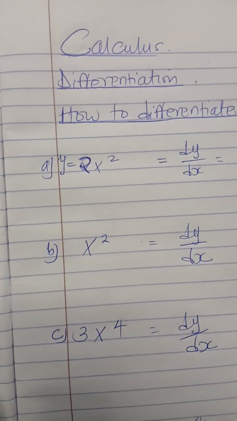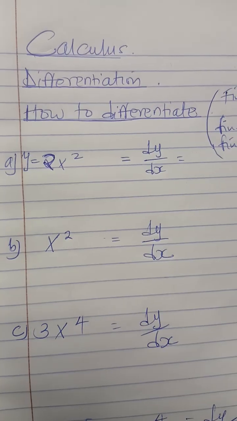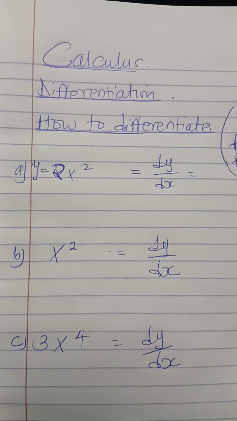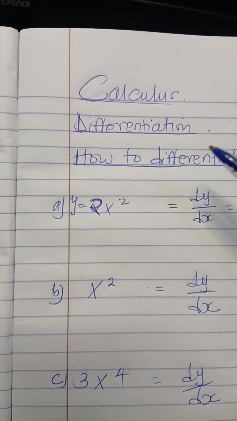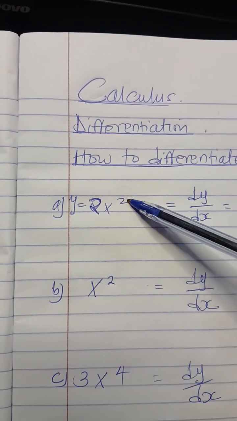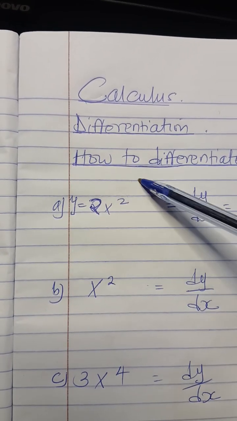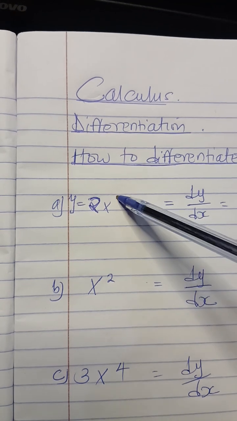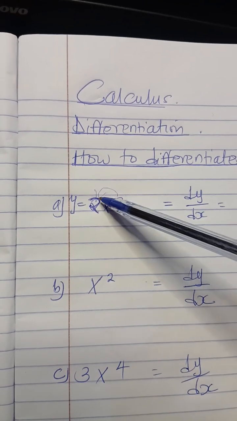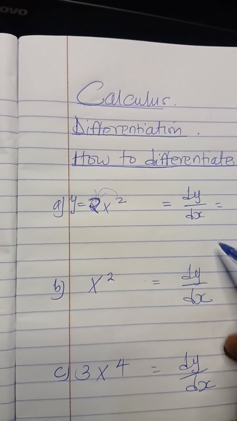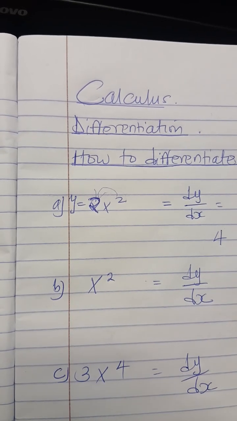So for example, you have 2x squared. We want to differentiate 2x squared. So to differentiate 2x squared, this is how we go about it. First of all, we take the 2, that is the power. We take it and multiply it with the coefficient of x. So we take 2 and multiply with 2. That will give us 4.